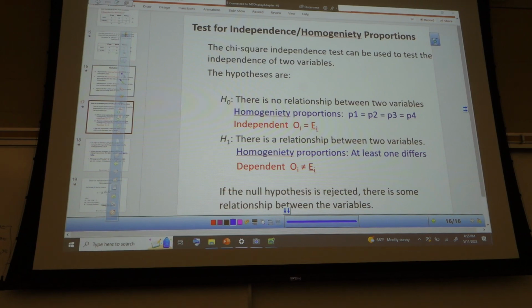H1 is there's a relationship between two variables. Homogeneity of proportions, at least one differs. Dependent, O sub I does not equal E sub I. If the null hypothesis is rejected, there is some relationship between the variables.